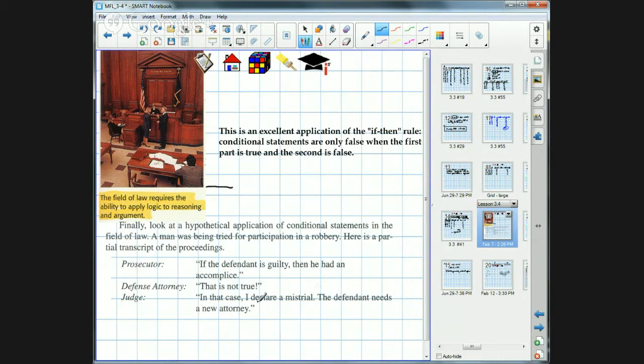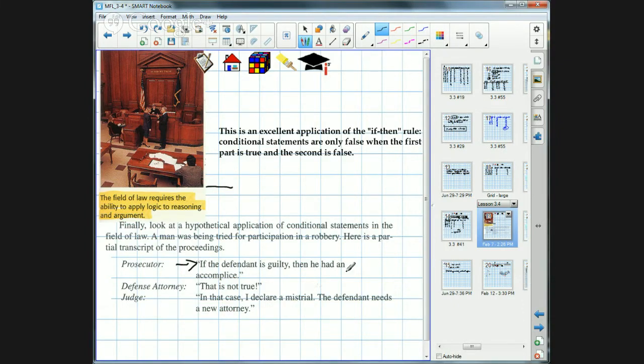Okay. So right at that point, the judge, who was really on top of his logic, said, I declare a mistrial. You get what happened here? All right, check this out. The prosecutor says, if the defendant is guilty, then he had an accomplice. And the defense attorney says that's not true. Now this is an if-then statement right here, right? Does everybody see this is an if-then statement? Here's the if part, and then there's the then part.